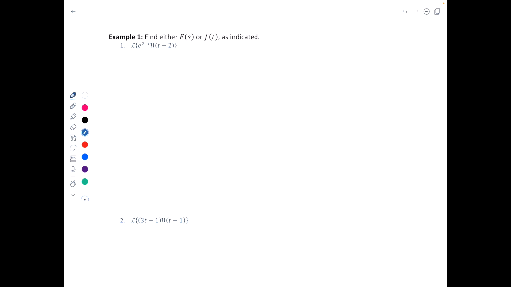So this is going to equal the Laplace transform. I don't like the 2 minus t, so I'm going to factor out a negative. So this will be e to the negative t minus 2. And that'll be good because we had a negative in our formula, the negative as. And then times the unit step function at t minus 2.